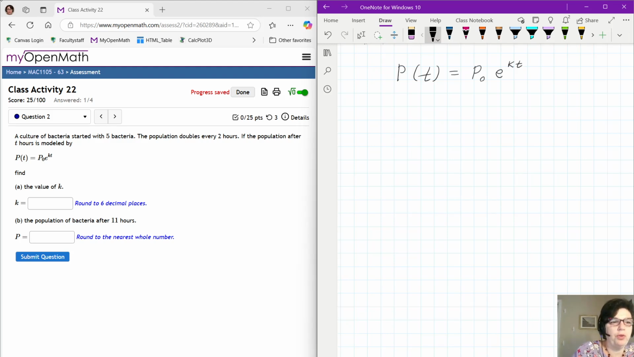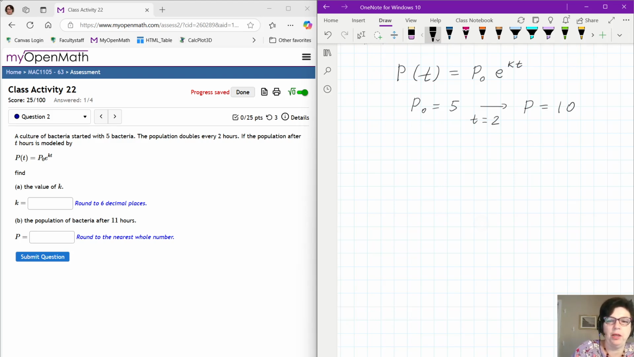So what are they giving you? They're saying that the bacteria started at 5, so that's your P0 equals 5. Now it doubles every 2 hours, which means that in 2 hours, so when t equals 2, the new number of bacteria is going to be twice as much because it says doubles. So from 5, it'll go to 10. Now we want to solve this for k, the growth constant.